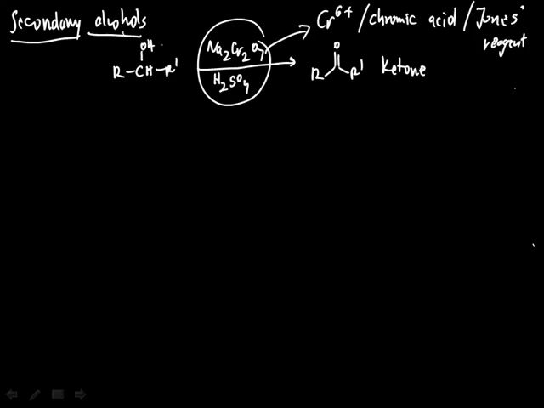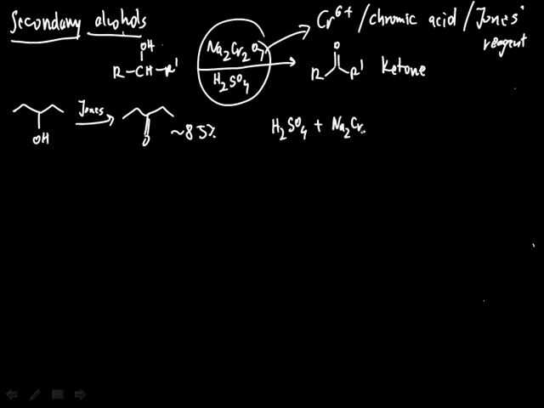To illustrate this on an example, if we take 3-pentanol and expose it to Jones reagent, we will get 3-pentanone in about 85% yield, so this works quite well. Let's see what happens here mechanistically. The first reaction that occurs is that if we take sulfuric acid and sodium dichromate, we will generate chromic acid, which in its structure actually resembles sulfuric acid quite a bit. We have a central element, chromium, in the 6+ oxidation state.